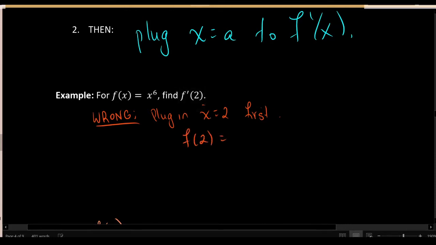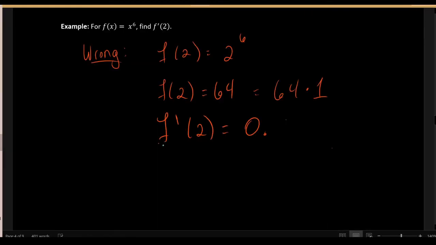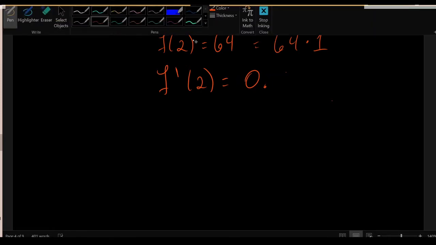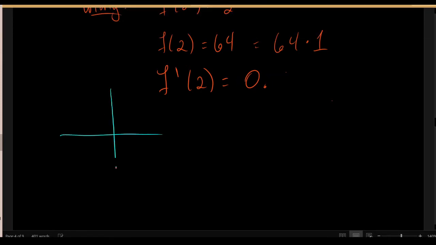In that case, f of 2 would be equal to 2 to the 6th power, which I think is 64. And then if I was going to try and take the derivative of 64, I would be taking the derivative of a constant, and the derivative of a constant is 0. However, we can check at a glance that this answer is absolutely not correct. Because if we look at a quick sketch of the graph of f of x equals x to the 6th power, we can see that when x is equal to 2, the graph is not flat.